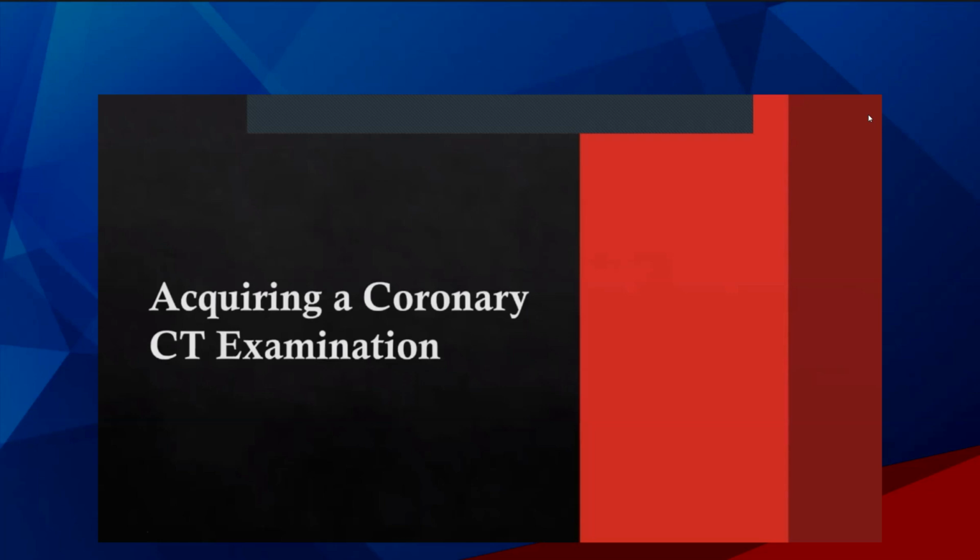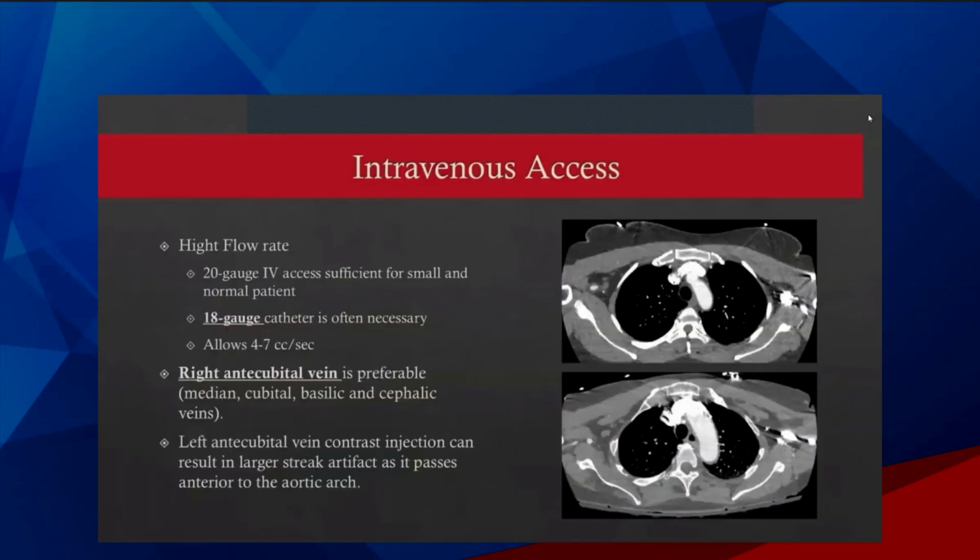Talking about acquiring coronary CT examination, I'm going to go through the steps of how we actually perform a coronary examination. We start with the intravenous access that we use. We need an IV that you can use a high flow rate with. It should be a 20 gauge IV or bigger, but 20 gauge is sufficient for small patients and normal patients. For larger patients, an 18 gauge catheter is sometimes necessary, so we can get enough contrast at a higher flow rate.